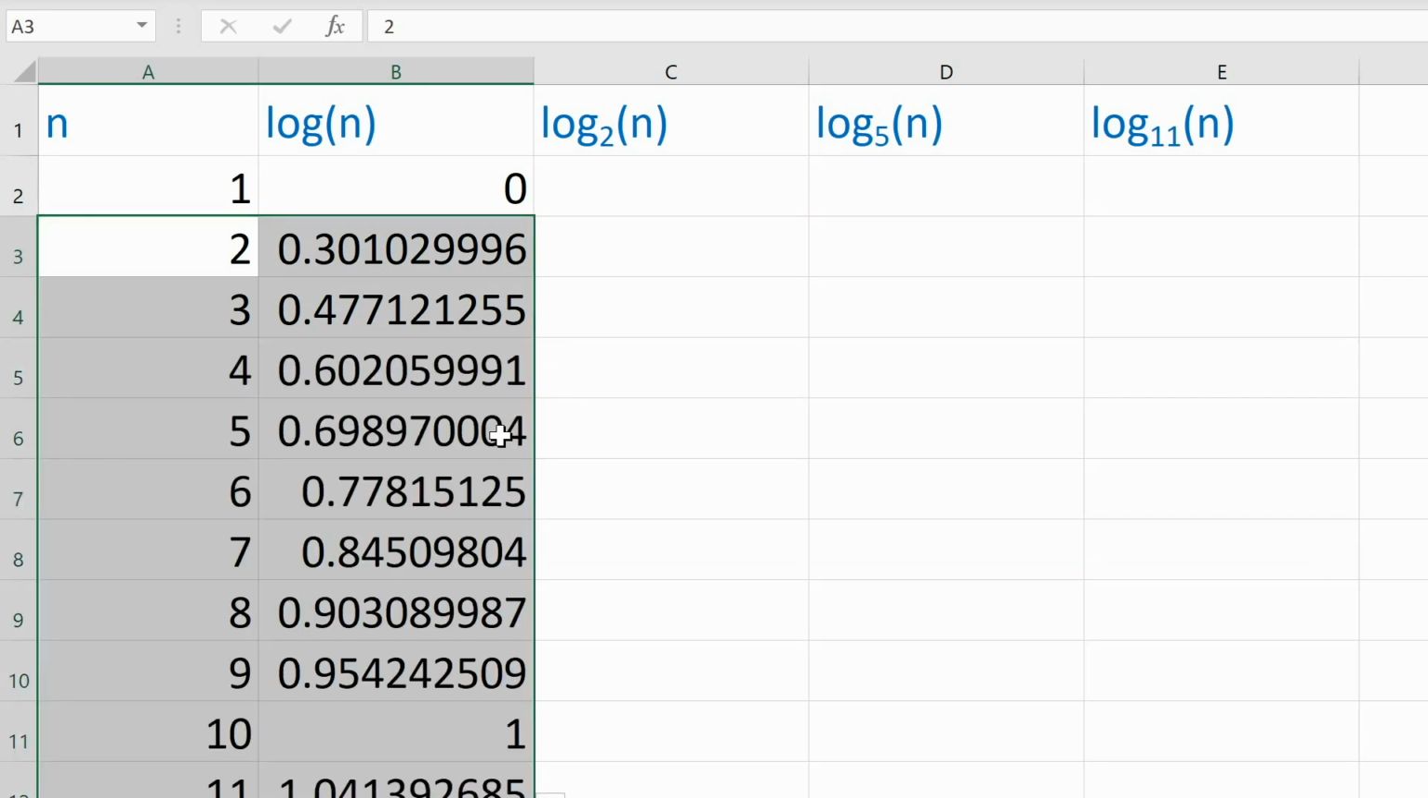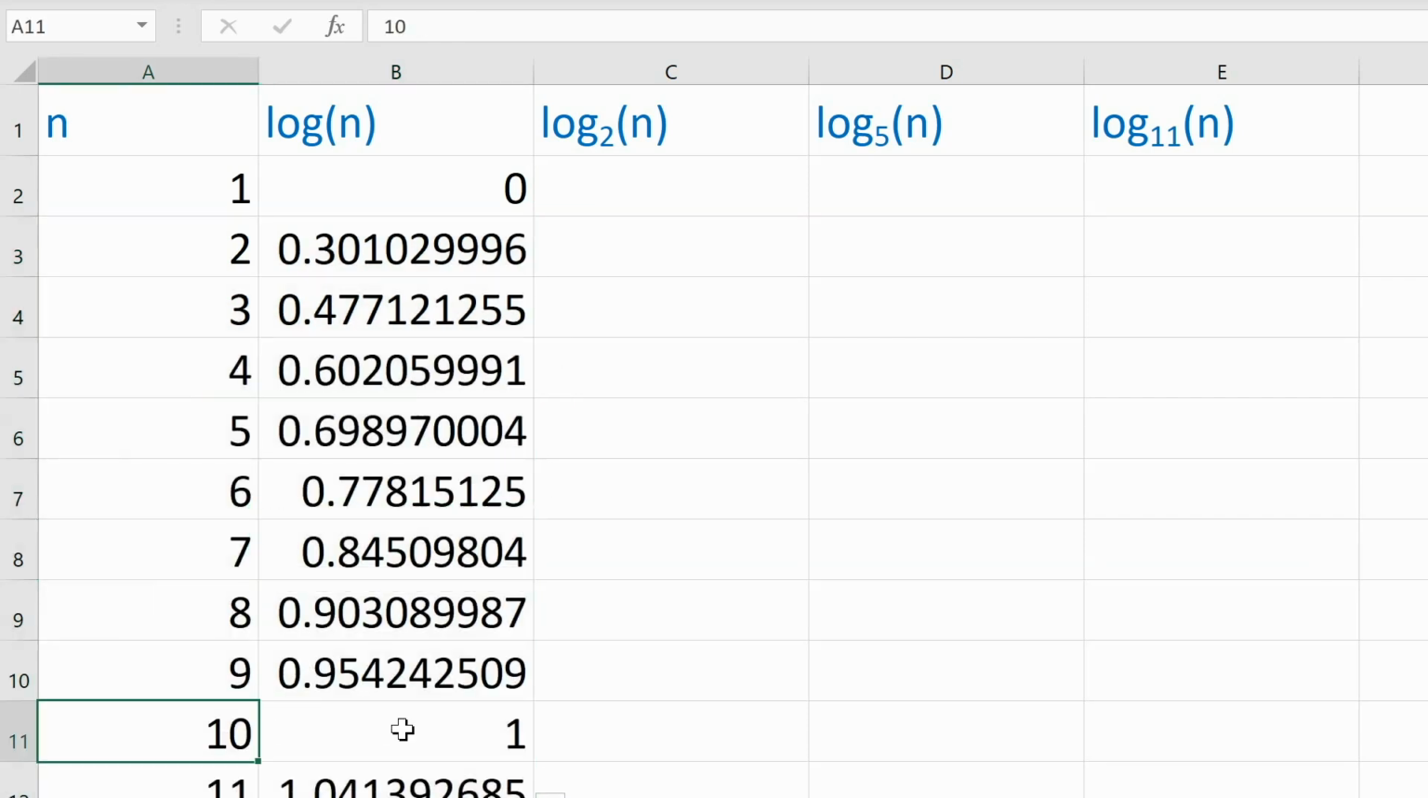Like that. All right, and you notice when you get down to 10, 10 is 1, because that's what the logarithm of 10 is. 10 is 10 to the power of 1, so its logarithm is 1. All of these numbers in between, those decimal numbers, are there because they are not nice integer powers of 10.